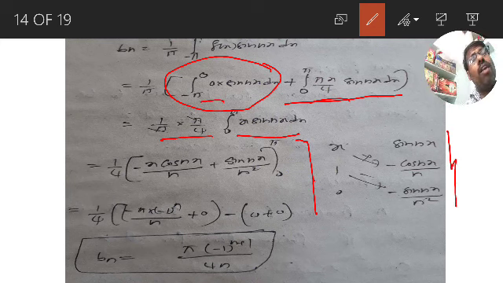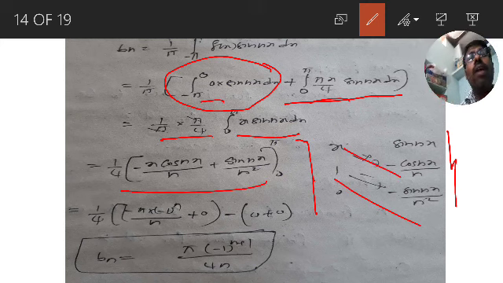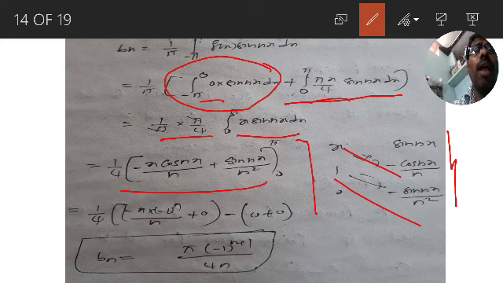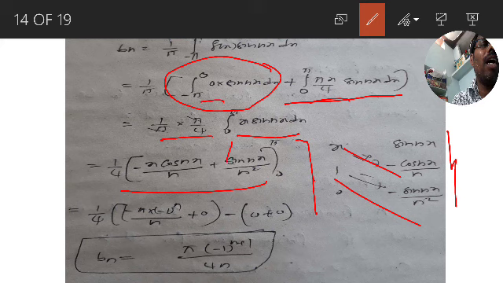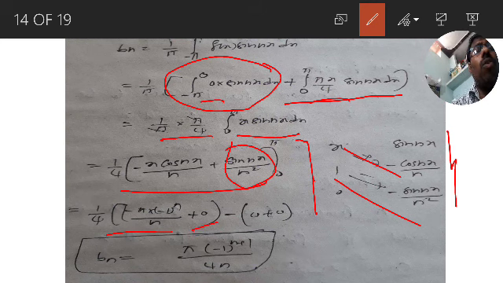Further integration gives minus sin nx by n square. Cross multiply, and you get minus x into cos nx by n plus sin nx by n from 0 to pi. Upper limit minus lower limit. Sin n pi is 0, so the second term becomes 0. Only for the first term you have to apply upper limit minus lower limit. Cos n pi is minus 1 whole power of n. Lower limit 0 into something is 0. So, this also becomes 0.